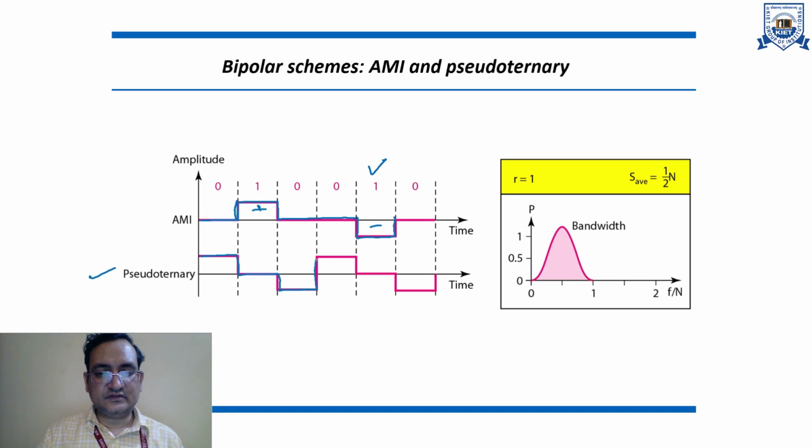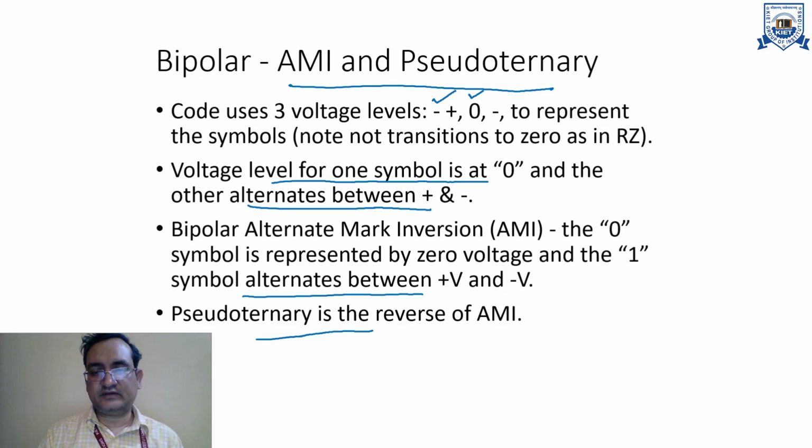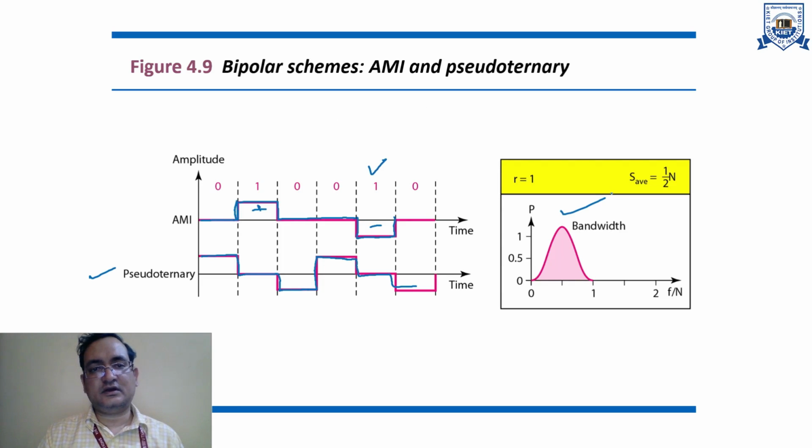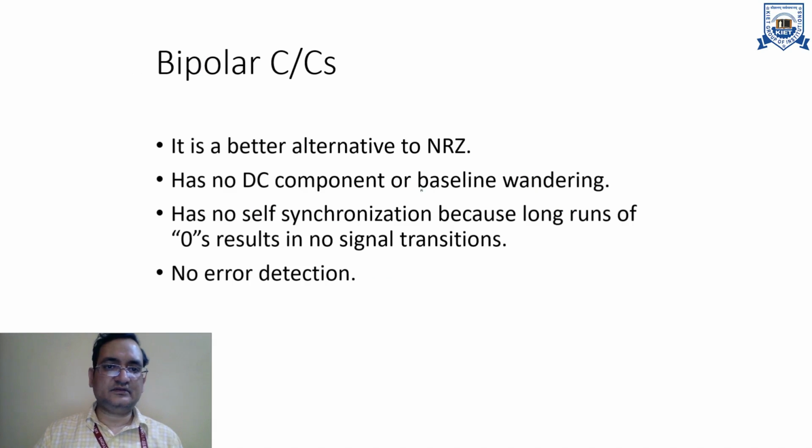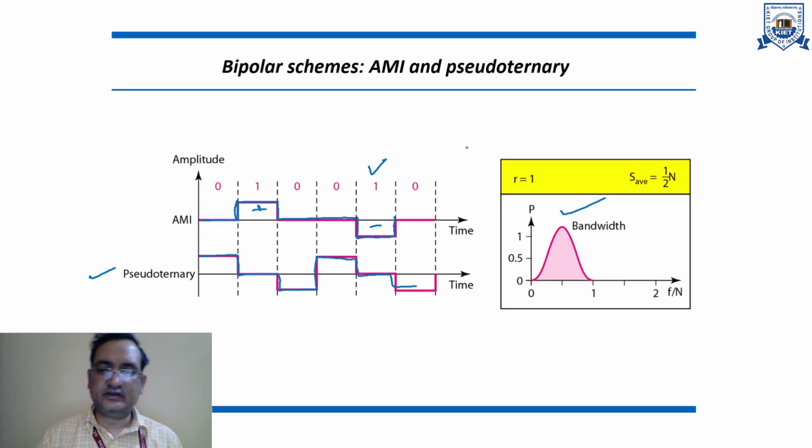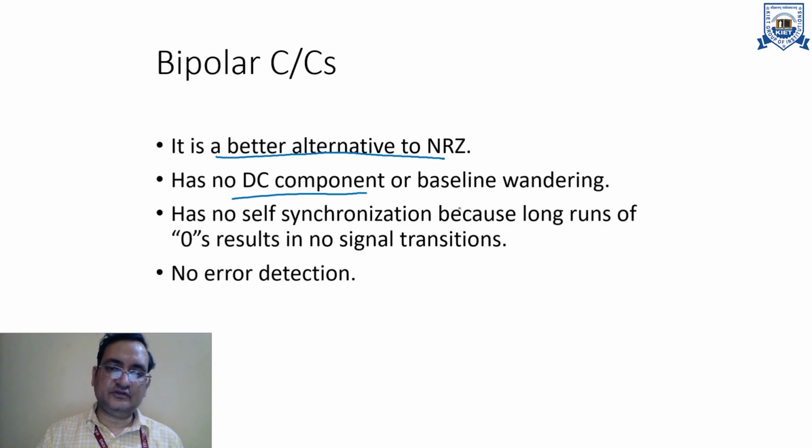Again the same thing but in the reverse mode, right? This is the bandwidth spectral of AMI, for bipolar. You can say it is a better alternative of NRZ, has no DC component. Why is this? What is DC component? DC component means at f equal to 0, this is your frequency, right? At f equal to 0, you can see that the power is 0. That's why this has no DC component or baseline wandering. It has no self synchronization capability yet, because long runs of zeros result in no signal transition, and no error detection capability.